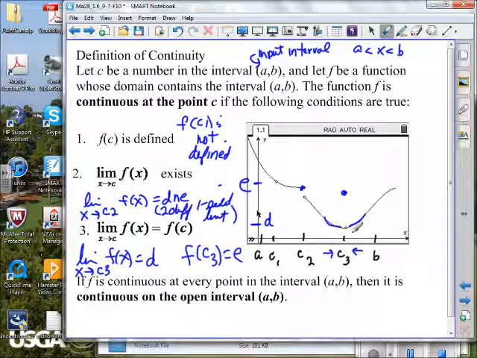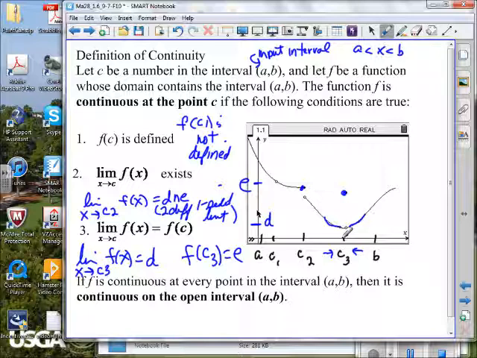The third criteria occurs here. Is the function value defined? The answer is yes. Does the limit exist? The answer is yes. But are they one and the same? That's where it breaks down, and we have to say no. It is not continuous here, because although the function value is defined and the limit exists, they're not one and the same.